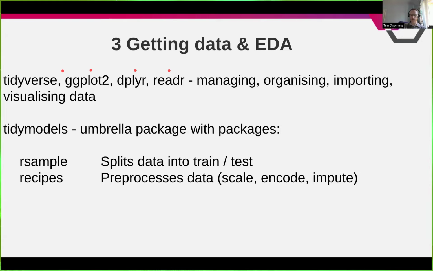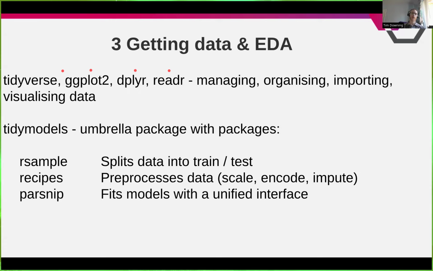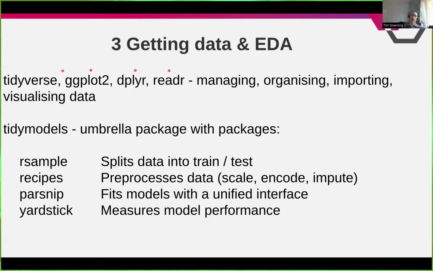We have recipes, which is useful for pre-processing the data, including scaling it, because the initial ranges will be different, and encoding it appropriately and imputing missing data if that's relevant for you. For parsnip, we can fit models with a unified interface, which means we can then perform prediction and measure model performance using the test data set we separated at the start.